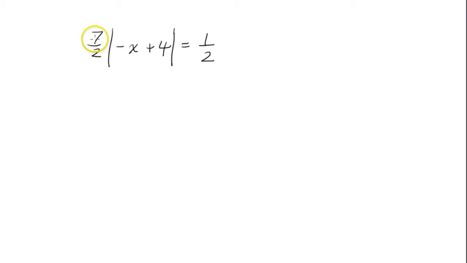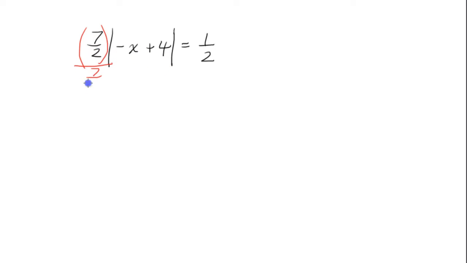In order to isolate that, just like if this were 7 halves times w, you would divide by the coefficient, divide by what is being multiplied by that absolute value. And that's how we are going to get this absolute value by itself. So divide each side by 7 halves.